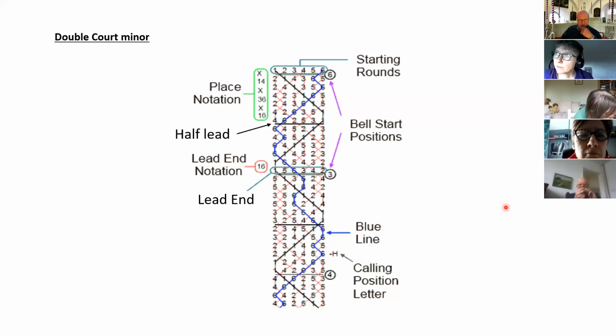And as it happens, that H is in fact in the wrong place, because that is not the home position for the tenor. It's a far place method. So that isn't actually the home position. Right. One last slide.